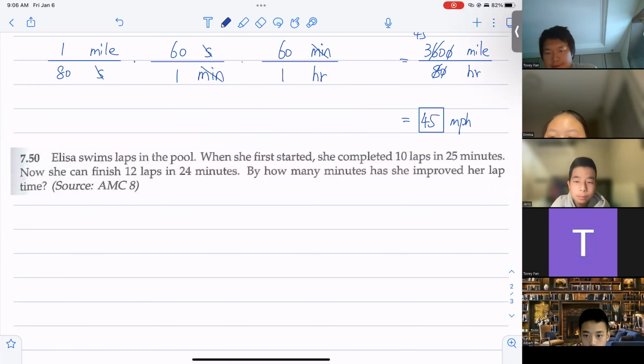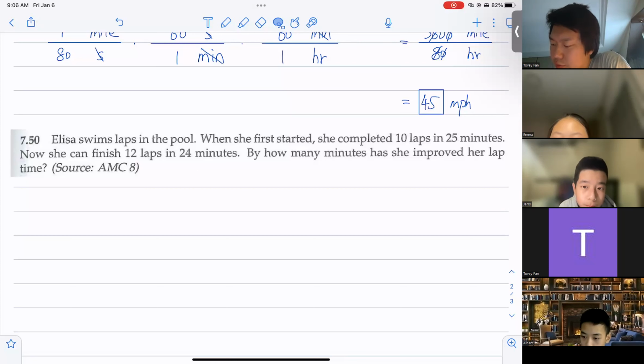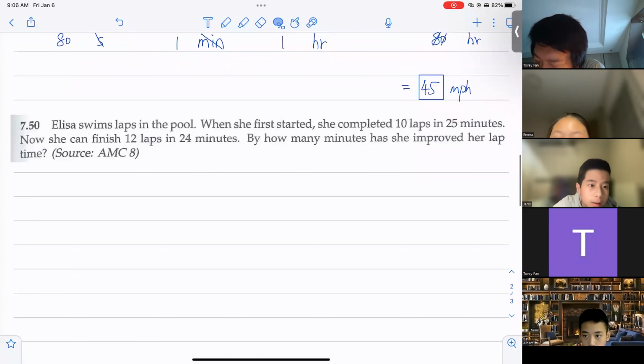Okay, Jerry, your question. This one Emma and Albert got correctly. So let's see. Elisa swims laps in the pool. When she first started, she completed 10 laps in 25 minutes. Now she can finish 12 laps in 24 minutes. By how many minutes has she improved her lap time? So Jerry, do you understand what lap time means? Like in one lap. Yeah, like how long does it take for her to complete one lap, right? It's the same as jogging, right?